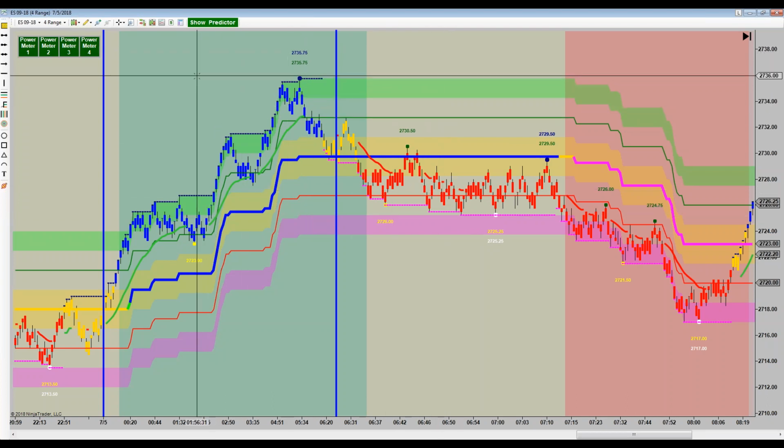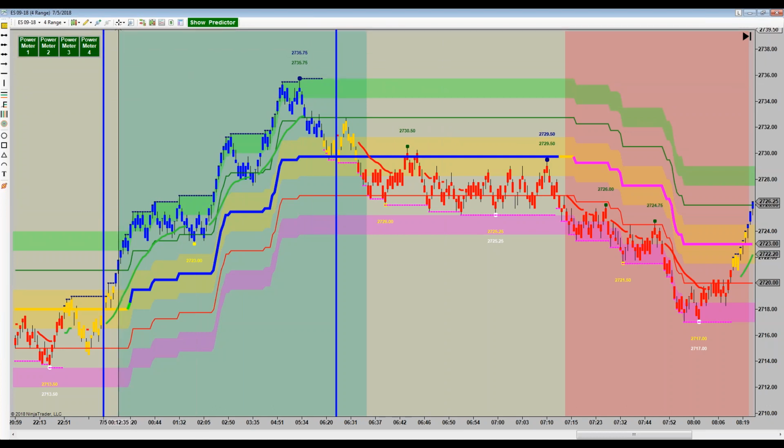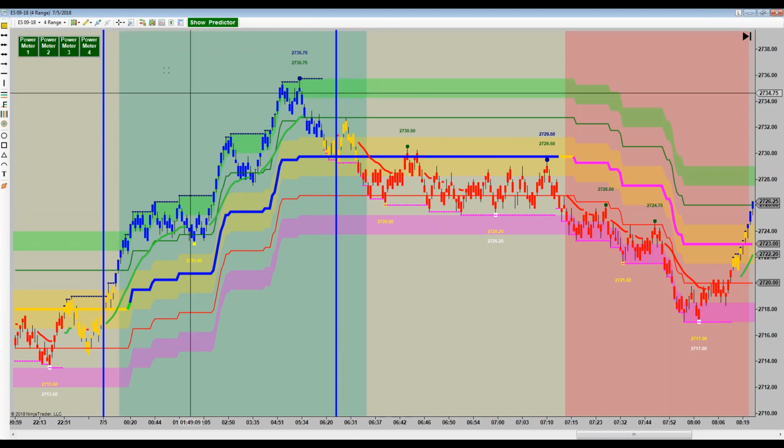I prefer to trade the 2. I'm going to use the 4 to show more of the macro picture of what's going on here, and then we'll address the trades on the 2. Between midnight and 6:30 Pacific in the European session, you can see that ES made a very nice move here.